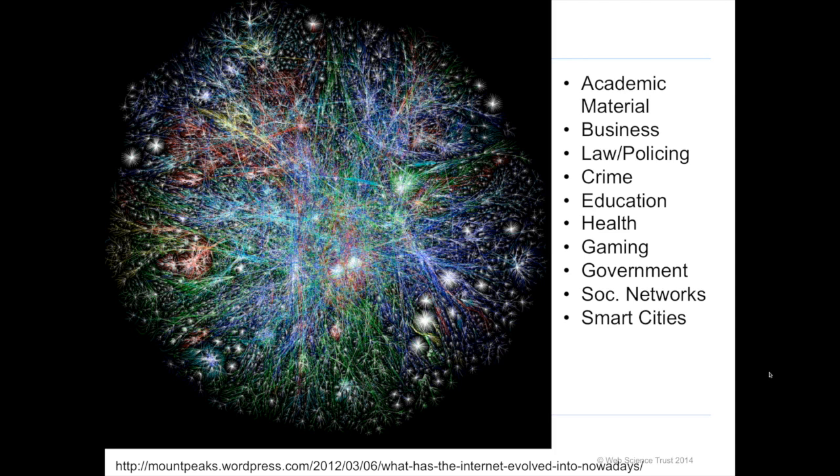Many people have drawn the analogy of the internet and the web as being like a nervous system. But key to understanding the growth of the system is to understand how the complexity of the processes and the complexity of the material has changed. What was originally only academic material now comprises business transactions, interestingly both policing and crime across the same network, education, health, gaming, social networks, government, smart cities. Almost all social processes are now mediated by the web.